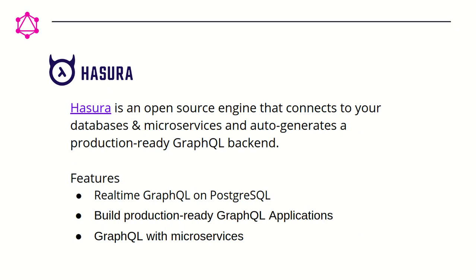So features, it's a real-time GraphQL on Postgres, built ready-to-use GraphQL applications. It allows you to build ready-to-use GraphQL applications, and also GraphQL with microservices. Okay, so if you have different services, each on its own, you can use Apollo to expose APIs and interact with those different microservices. These are things you should check out.